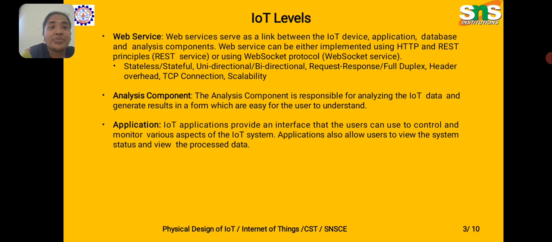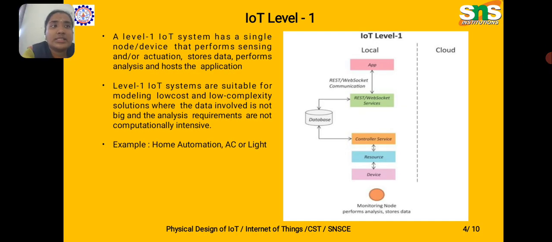And the application. An IoT application provides an interface that users can use to control and monitor the various aspects of the IoT. The application also allows users to view the system status and the processing of data. The first one is level 1.